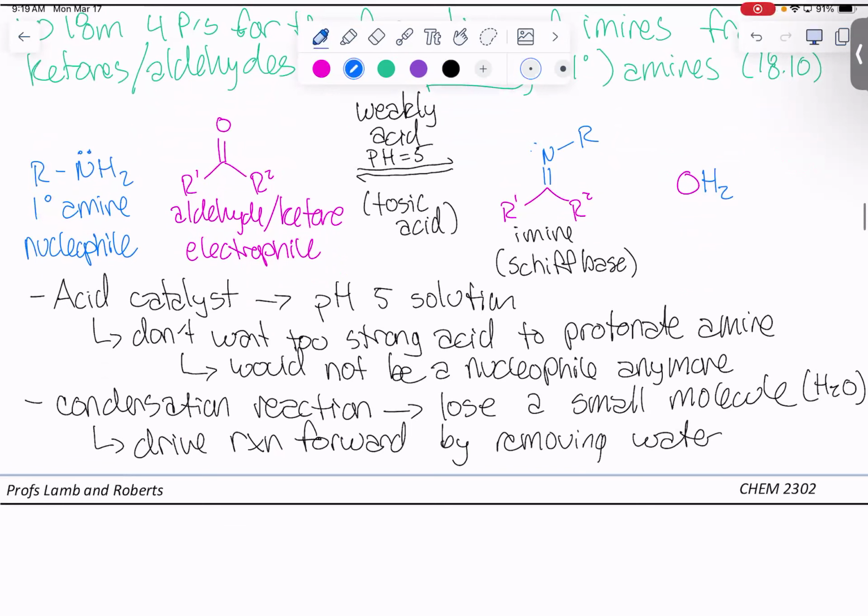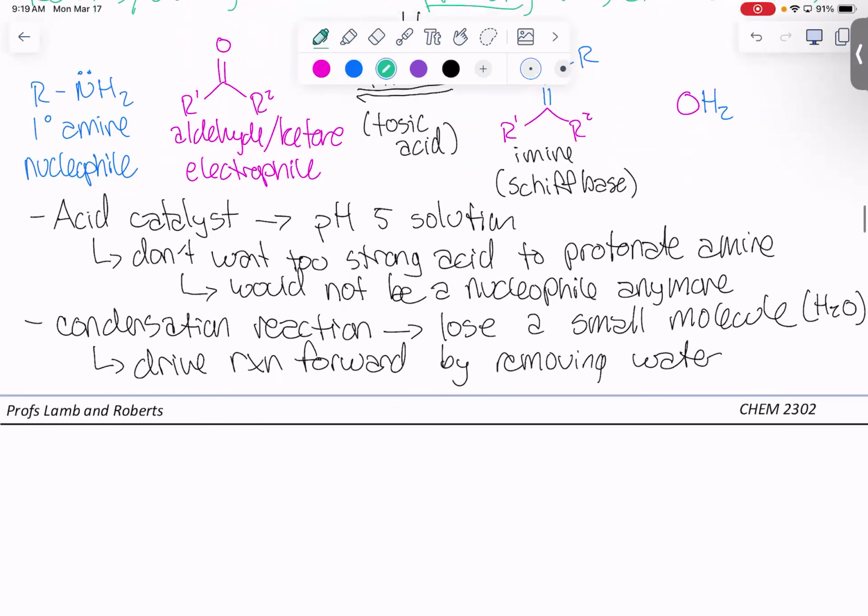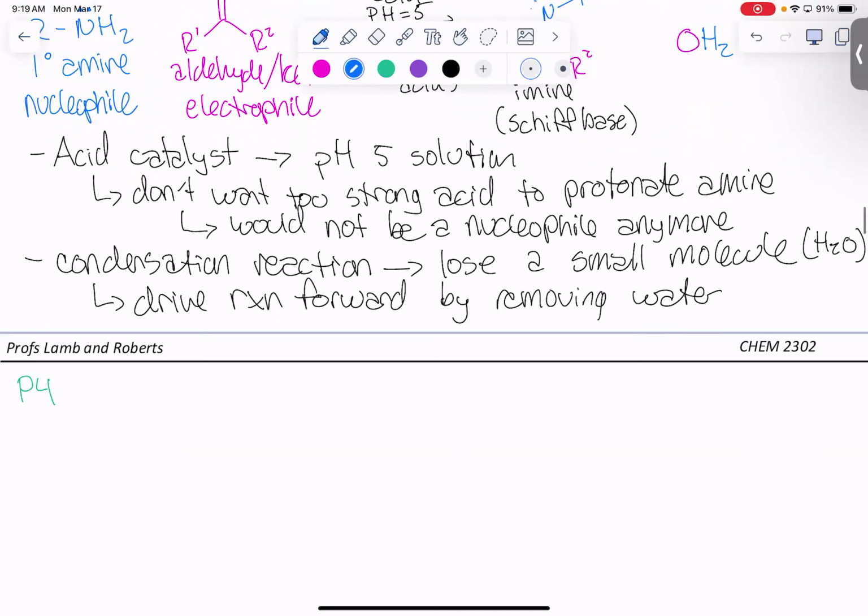All right, let's take a look at the mechanism and help us understand why we need this weakly acidic solution. Okay, so let's start out with an amine. Let's use methylamine. That's a pretty simple amine. And we can use a ketone in this example, acetophenone. You'll recall that this is named.